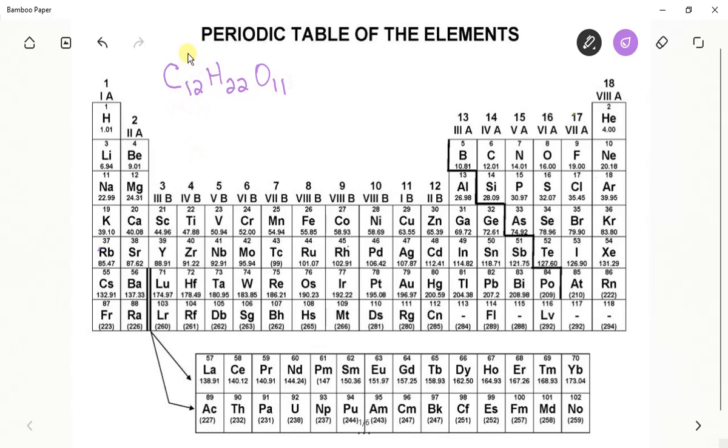So that means, because this little 12 follows the C, there are 12 carbons. This little 22 after the H means there are 22 hydrogens. And this little 11 after the O means there are 11 oxygens. So let's start with the carbon.